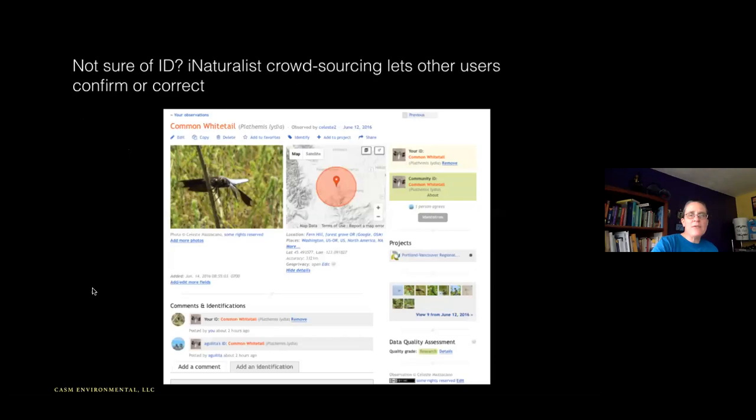And if you're not sure of the ID, you can even put in unknown. You can put in dragonfly, damselfly, skimmer. And iNaturalist uses crowdsourced identification, and you're going to see that your records go from being, I can't remember what the name of it is before it gets confirmed, but it'll go to research grade. You see there's this data quality assessment, and now this is research. So this is a common whitetail. I submitted it. This is my ID, common whitetail. One of the other users came in and confirmed, yeah, it's common whitetail, right?